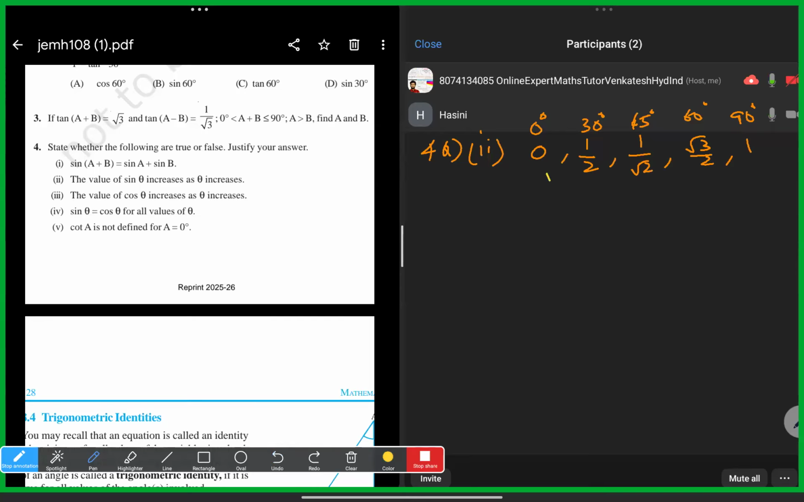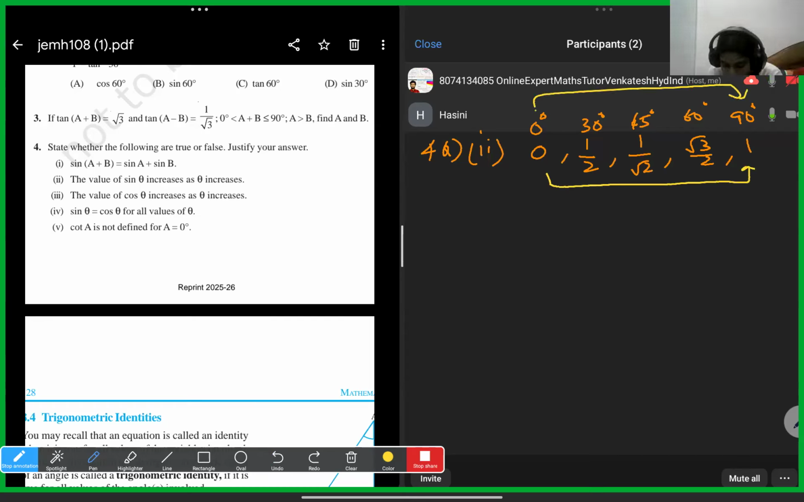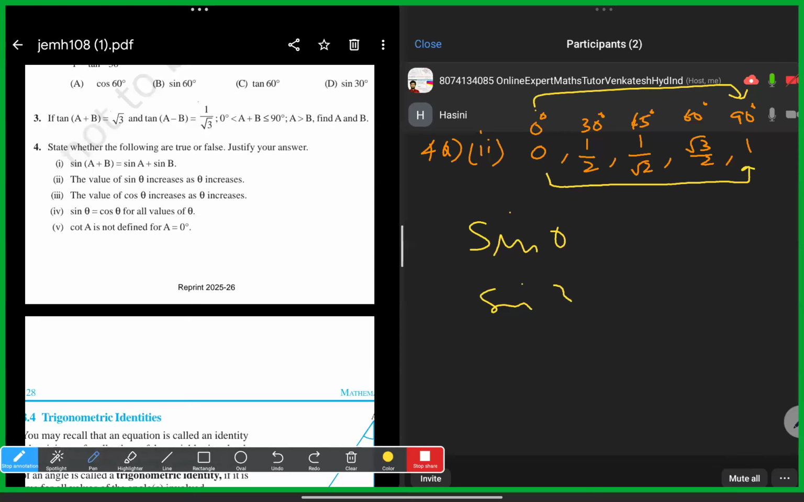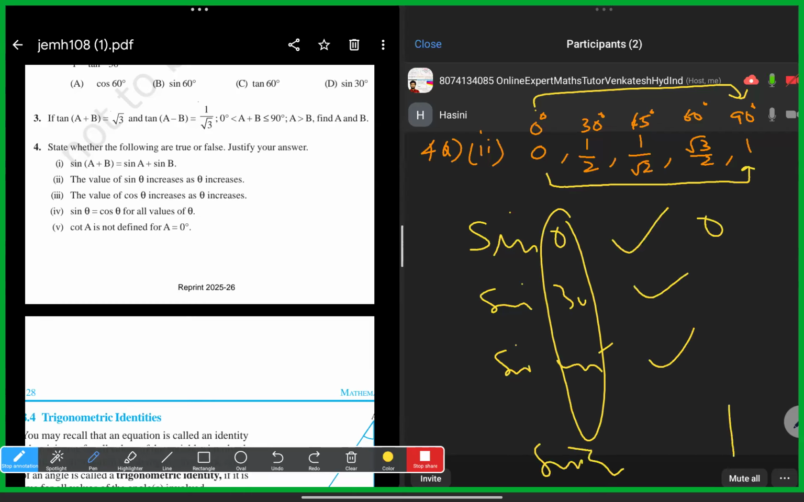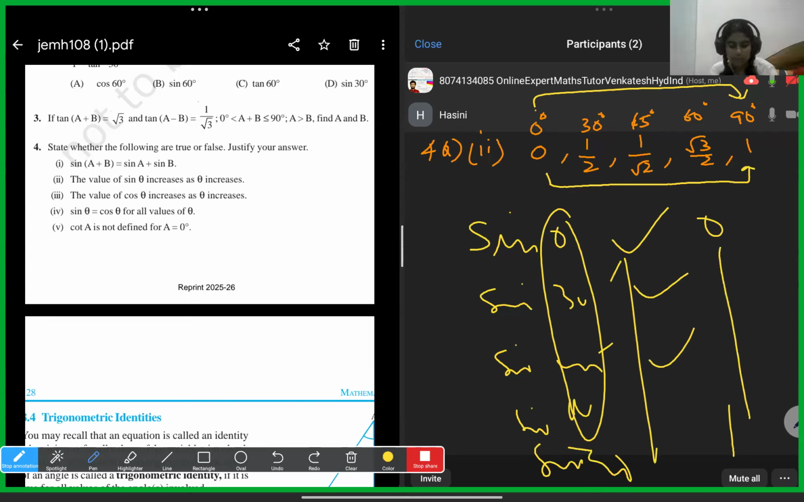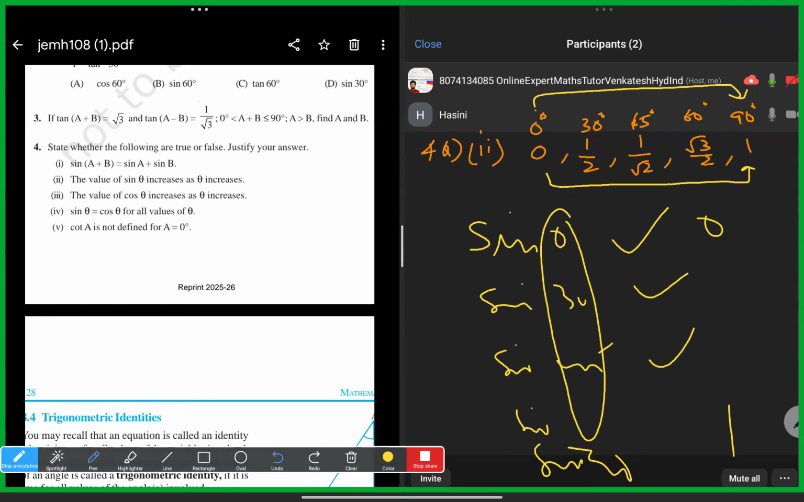Simply, if you observe, Hasni, the value increased from 0 to 1 as the theta value increased from 0 to 90. When you keep on changing the value of theta, sin 0, sin 30, slowly when we are increasing the angles, the values are also increasing from 0 to 1 up to sin 90. Sin values increased from 0 to 1 as we increase the theta values. So that's why it is true, Hasni.